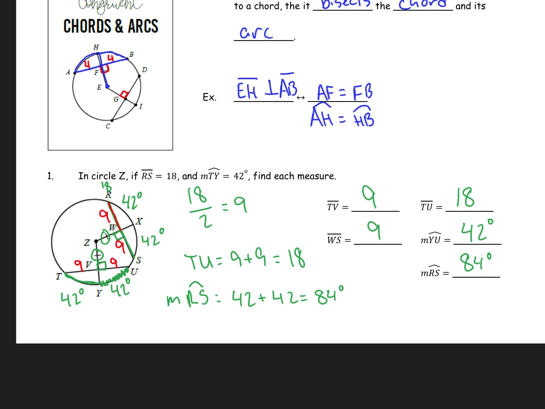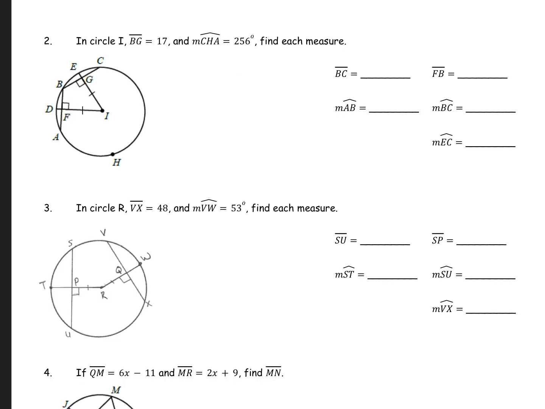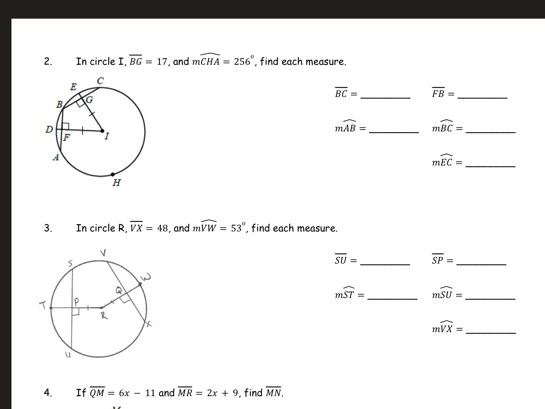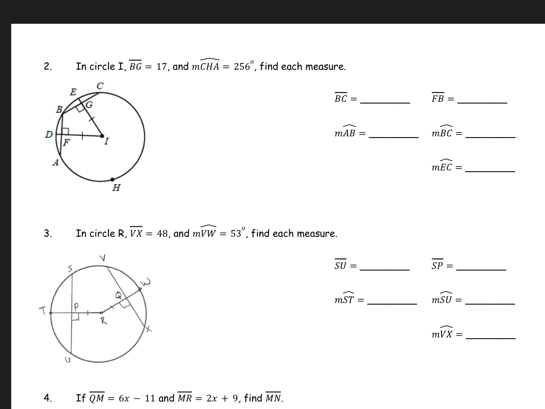So it just comes down to using our properties to break everything up. If we look at our next page, we have another example. This example is going to be different from what we just did. Check it out. In number 2, in circle I, BG is 17 and the measure of arc CHA is 256. Find each measure. Basically, it's the same thing that we just did, but a little bit backwards.